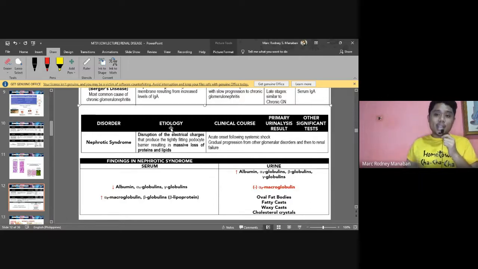Why? Because again of increased production of lipids by the liver. And your lipids can also pass through sa glomerulus, kaya wala na itong shield of negativity. So therefore, lipids will appear in your urine. And these lipids can be incorporated into different cells and mga casts. Therefore, makakita oval fat bodies, waxy casts, fatty casts, cholesterol crystals. Alright, so take note of that. Alright, basta ganyan yung mga fat.